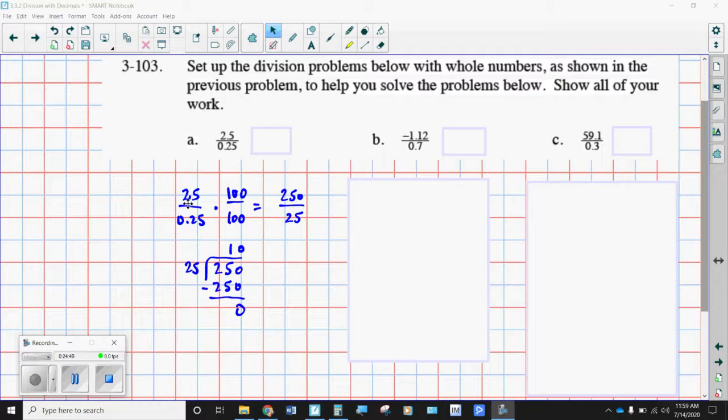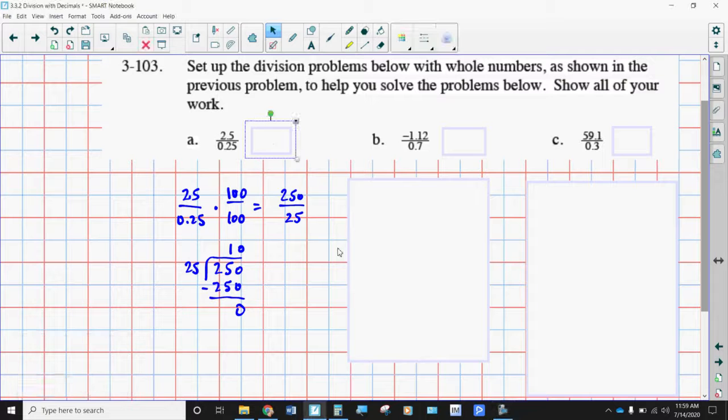Okay, much better. That's supposed to be 2.5 divided by 25 hundredths. Still going to multiply times 100 over 100 because I've got to move that decimal 2 places to the right. I cannot have 25 hundredths in my divisor. So 2 places to the right, 2 places to the right makes this 250 divided by 25. And how many 25s can you fit into 250? What would you multiply times 25 to give you 250 for an answer? Well, that's 10, right? So our answer for problem A is 10.